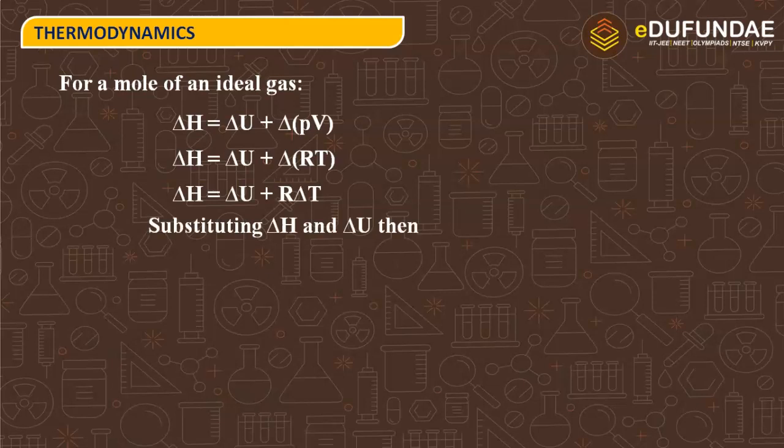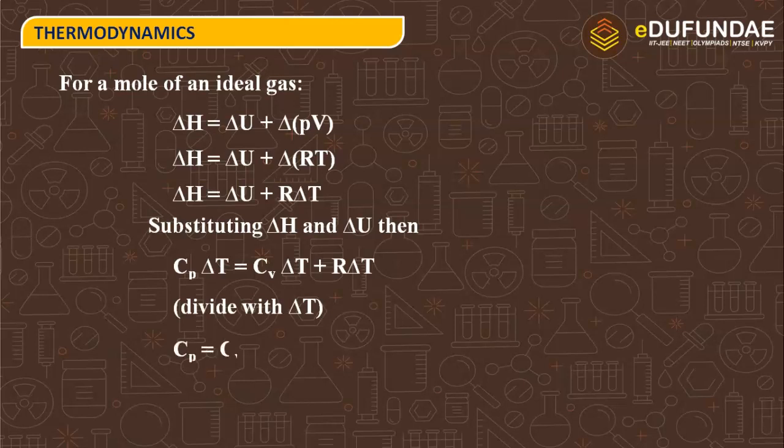So substituting the value of delta H and delta U, we will get Cp delta T is equal to Cv delta T plus R delta T, because we just saw that delta H is equal to Cp delta T and delta U is equal to Cv delta T. If we divide both sides by delta T, we get Cp is equal to Cv plus R, and if we rearrange the equation a little, we get the relation Cp minus Cv is equal to R, and this is the difference between Cp and Cv.